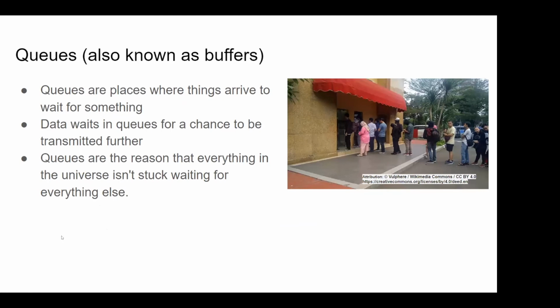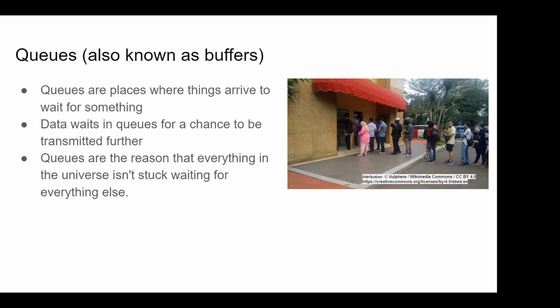So I'm going to talk a little bit about how computers and networks are really put together, and I want to define what queues are, just in case you're not up on that. So queues, also known as buffers, there's not a real distinction. I'm speaking generally about buffers and queues, and for the most part, I'm speaking about what we call FIFOs, first in, first out queues. And queues are places where things arrive to wait for something, like the line at an ATM machine. Data waits in queues for a chance to be transmitted further.